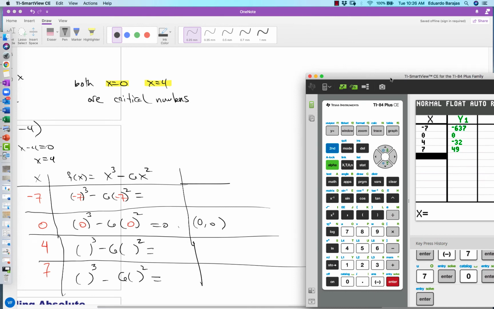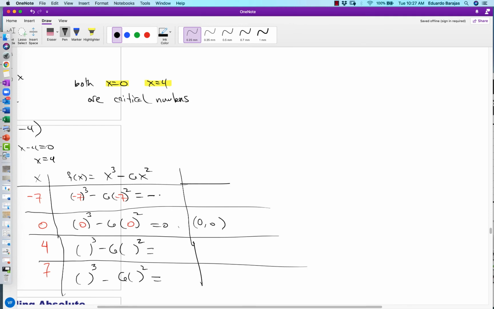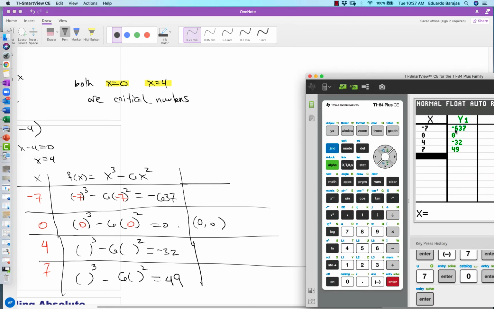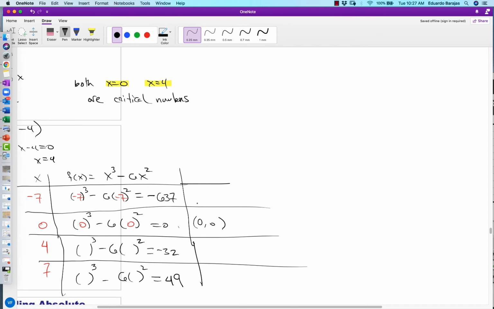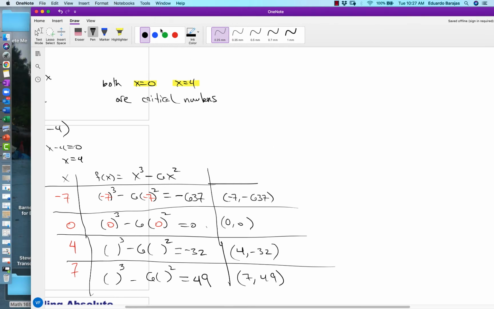Negative 637, 0, negative 32, and 49, giving us the ordered pairs negative 7, comma, negative 637; 0, comma, 0; 4, comma, negative 32; and 7, comma, 49.